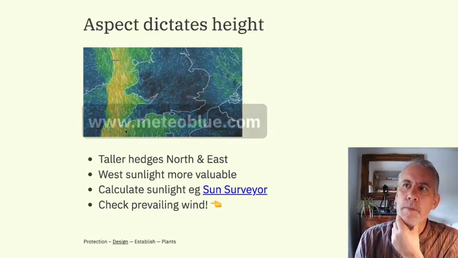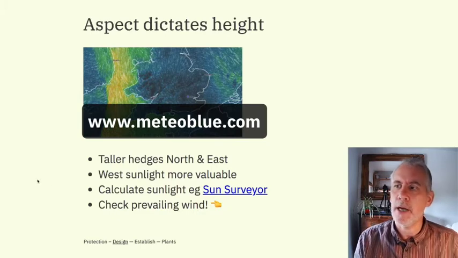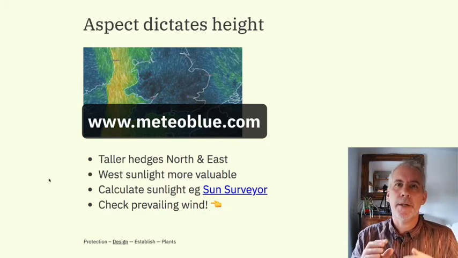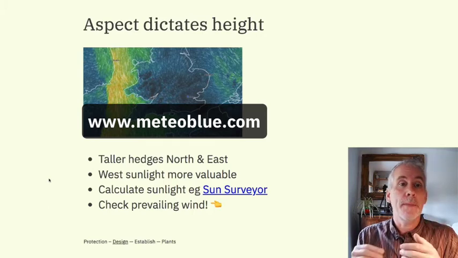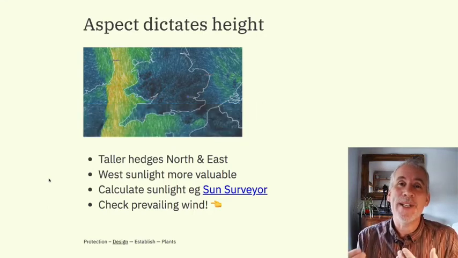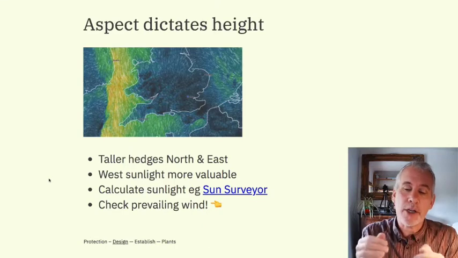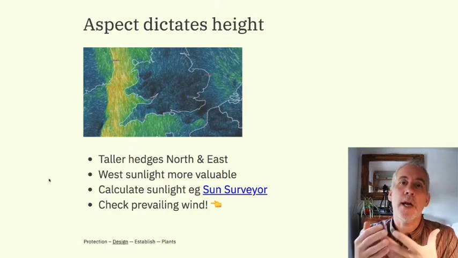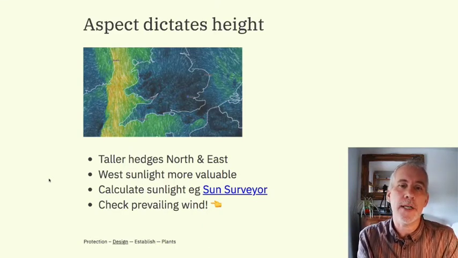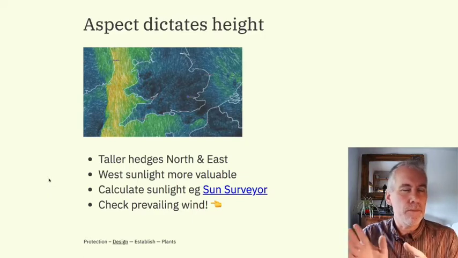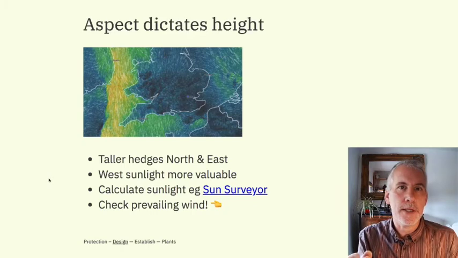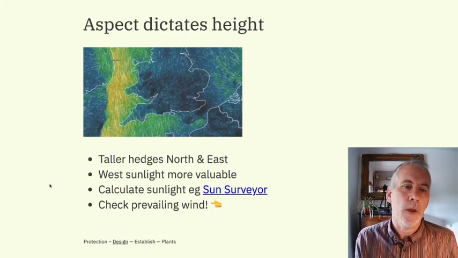This is an image from meteo.com, but you can get an idea of where the prevailing wind is for your property as well, because obviously the prevailing wind is the direction that you really want to protect from. So here we get prevailing wind is southwesterly, in the summer and mostly throughout the year, and then we'll get northeast in the winter.